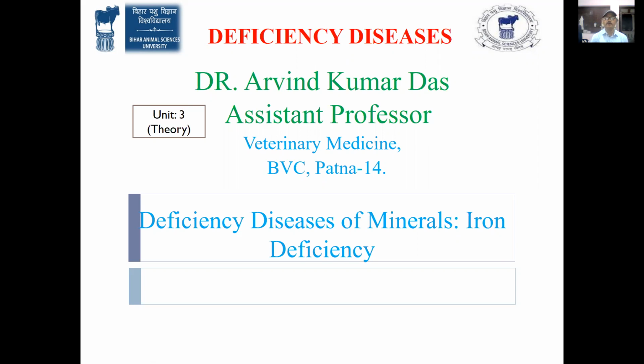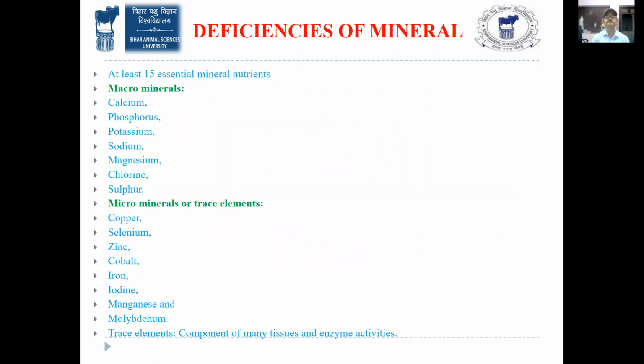Today we will talk about mineral deficiency syndrome. This will deal with the impact of different mineral deficiencies on animals and their production. At least 15 essential macro and micro minerals influence the normal body physiology and production of animals.